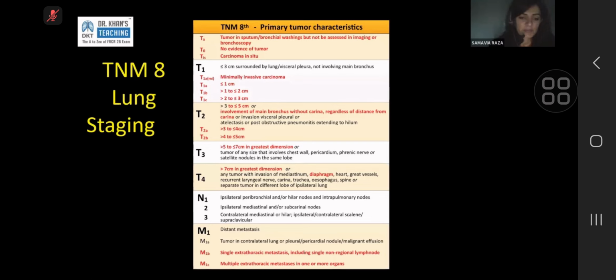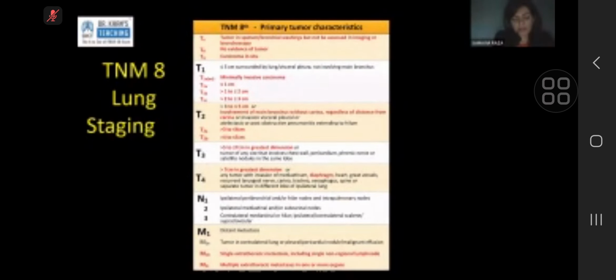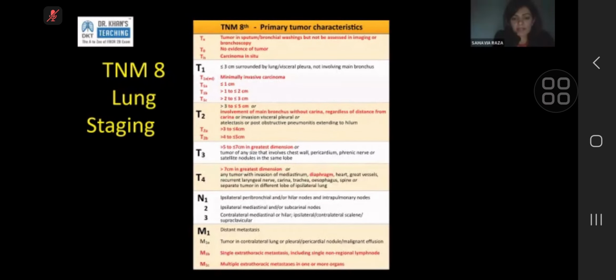The differentiation with metastatic disease in lung makes it into M1A, B, and C. A is isolated pleural involvement or pericardial involvement. B is isolated extrathoracic single metastatic disease that is still technically curative. And M1C is more than one extrathoracic disease.